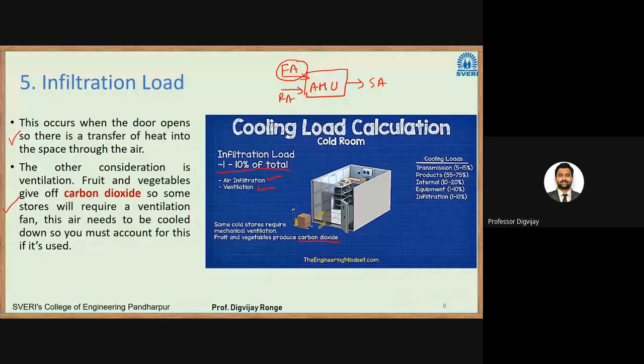So we have seen these loads now, cooling loads. First we have seen transmission, which is a 5 to 15%. Then we have seen product load, which is a 55 to 75%. Then internal loads, that is the load of people and load of lighting, that is up to 10 to 20%. Then we have seen load of equipment, which is a 1 to 10%. Equipment means fans and defrosting. Then last we have seen infiltration. Infiltration load is also 1 to 10%. So all these loads we have to take into consideration. Then you have to sum all these loads. So you will get a total load. Based on that total load, you have to design a refrigeration system.